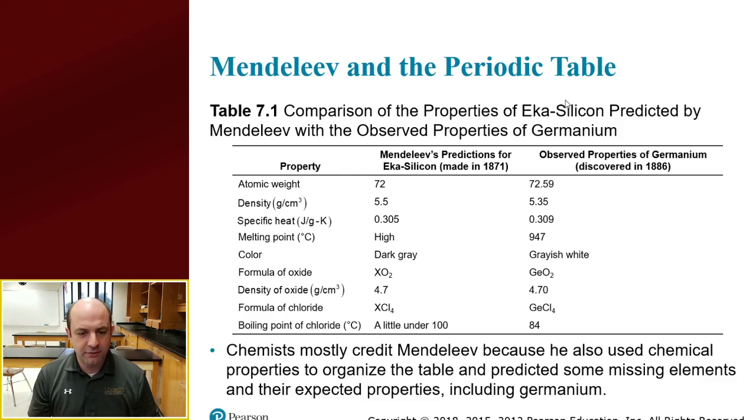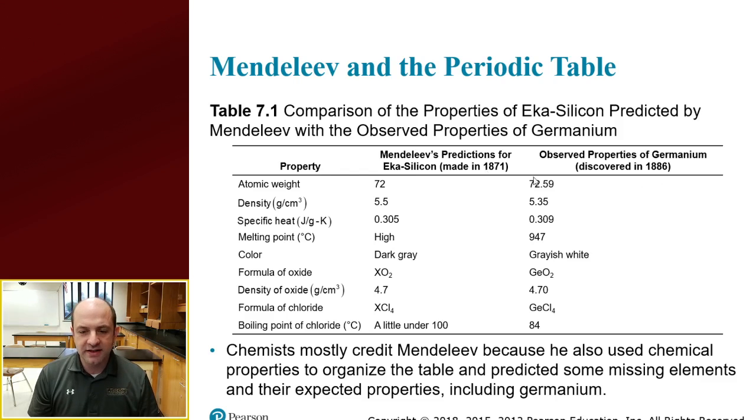The one that got people to take notice is that he said, okay, in 1871, I've refined my ideas. I think there's going to be an element after silicon, below it on the table, that will have these properties. And when germanium is discovered in 1886, they match them up and they say, hey, those numbers, specific heat, right on there. The formulas are good. The density's good. Everything lines up. Mendeleev's got some good ideas here. We should really go with this.